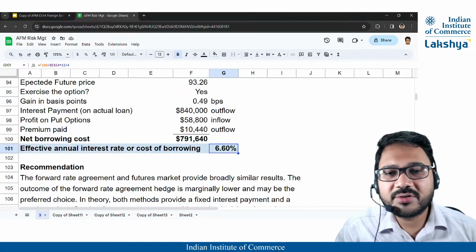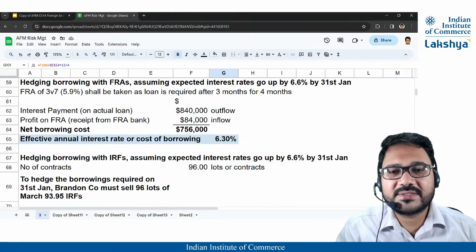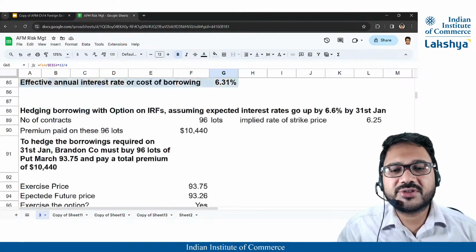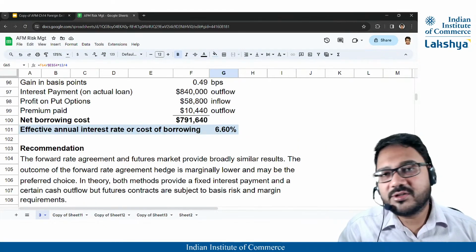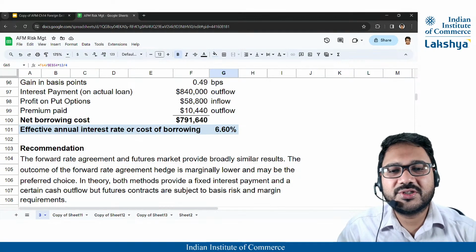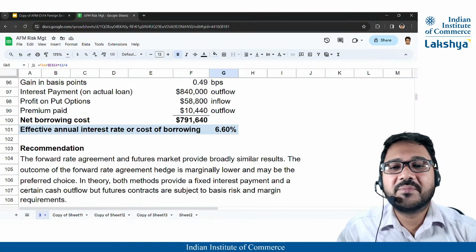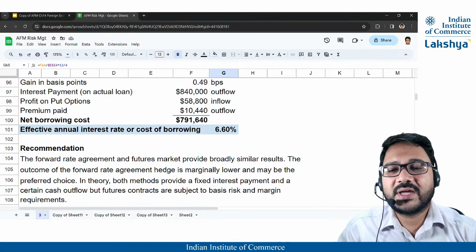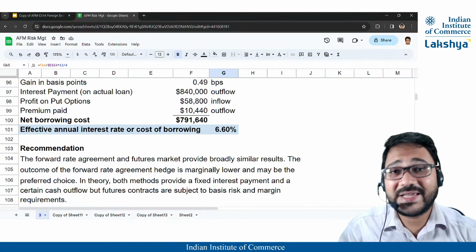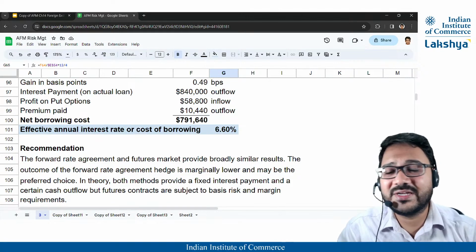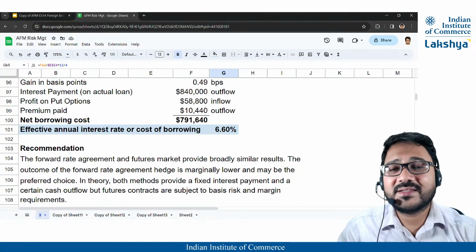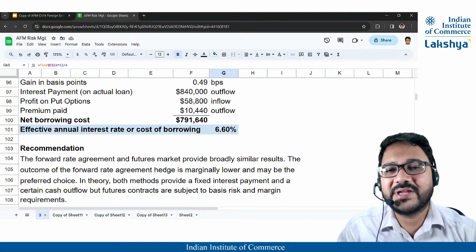Now you realize 6.6, 6.31, and 6.3. So obviously 6.3 is the cheapest and you will select that. But it's not going to be a one-line solution. You have to do the ifs and buts, because the media is speculating a rate cut. In that case, options could possibly be more beneficial, because it gives you the choice whether you want to exercise or not. So if there is a favorable movement in interest rates, then the options will lapse and you shall enjoy the benefit of the favorable rate change.